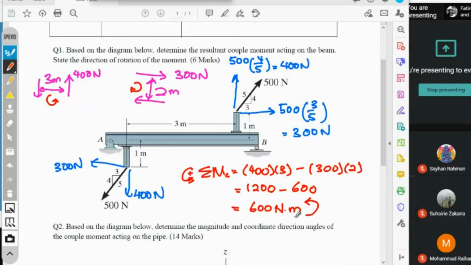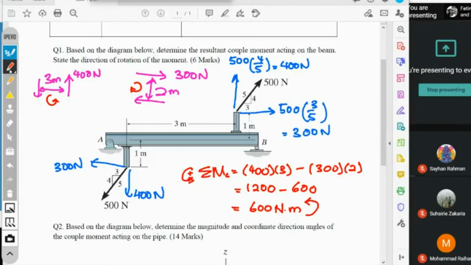So the magnitude is 600 Newton meter, and the direction is counterclockwise, right? If you just indicate the direction like this, it is sufficient. If you use CCW for counterclockwise, that is also sufficient. So that is just the straightforward question for the 2D. And of course, you can see the marks indicate that it should be straightforward.